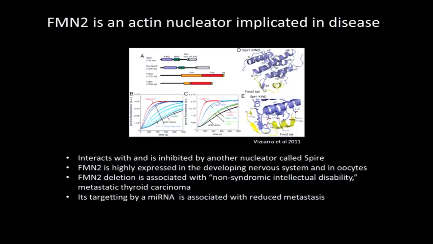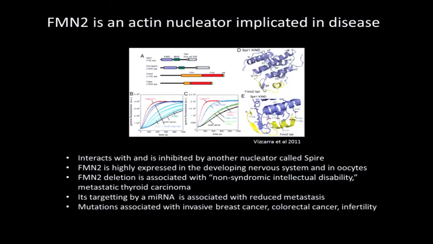It's targeted by a microRNA in certain metastatic diseases. Mutations are associated with breast cancer, colorectal cancer, and also the oocyte connection. It's connected with infertility, and it's overexpressed in leukemias. So this is a pretty interesting actin nucleator. You're not just dead, like with ARP2/3, you're freaking dead. If you don't have ARP2/3, you don't get past the 1-cell stage.